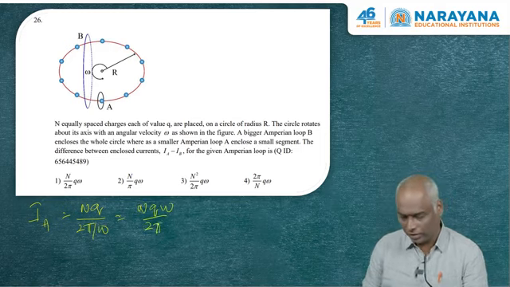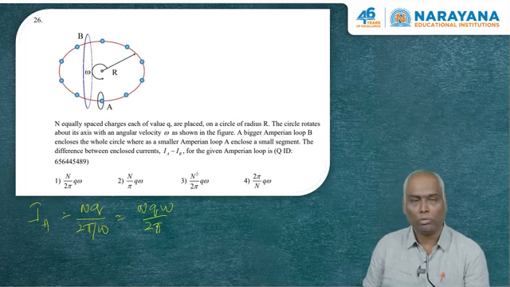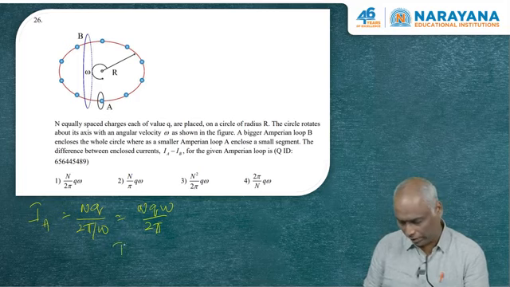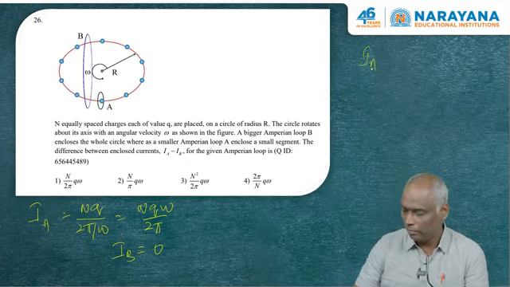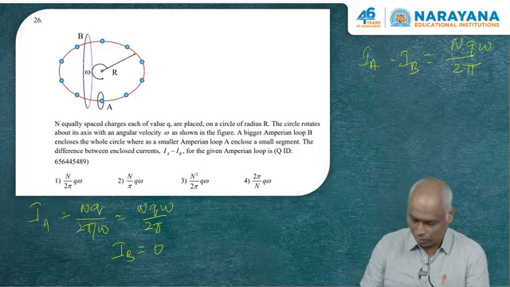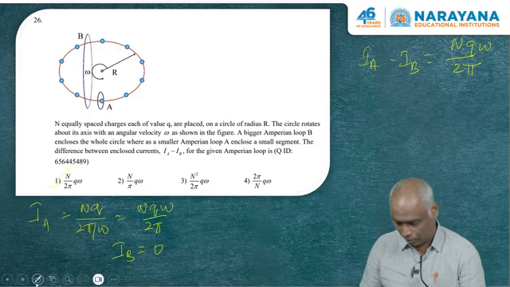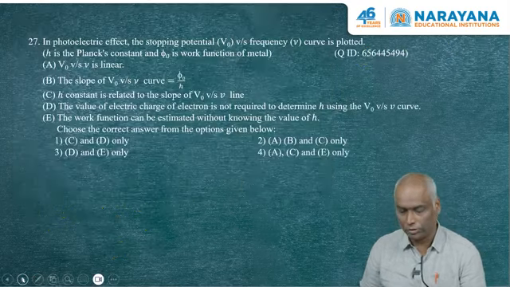Whereas when we consider loop B, because there are both outgoing as well as incoming currents, the effective value of current passing through it becomes equal to 0. So according to the question, IA minus IB equals Nq omega divided by 2 pi. So it is going to be option 1. Next question.